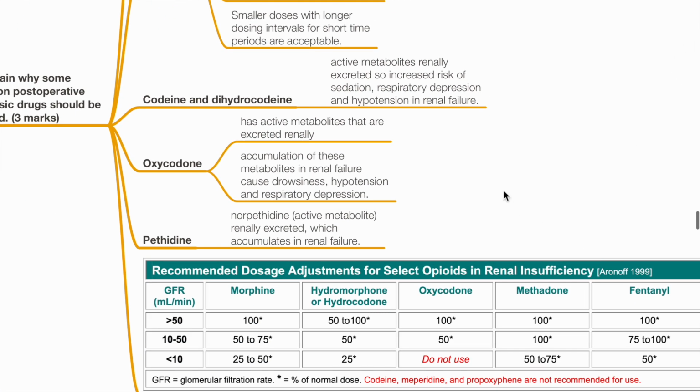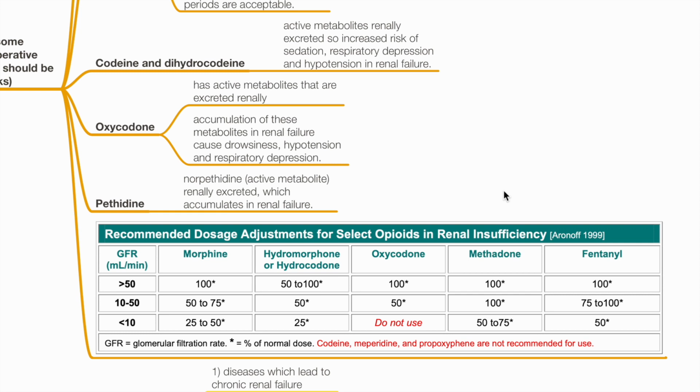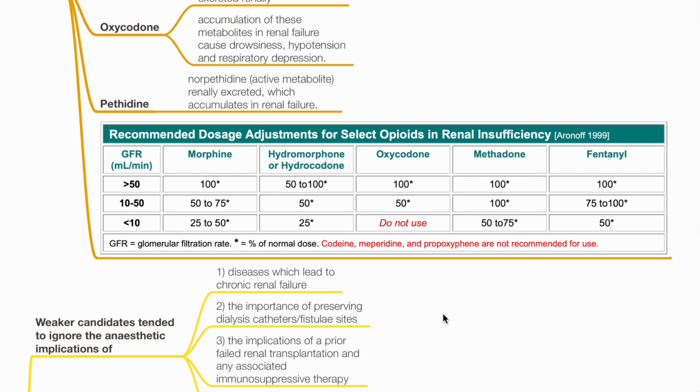Codeine and dihydrocodeine have active metabolites that are renally excreted and increase the risk of opioid toxicity, and should be avoided. Oxycodone has active metabolites that are renally excreted. Accumulation of these metabolites in renal failure leads to opioid toxicity, and oxycodone dose should be reduced. Pethidine and its active metabolite norpethidine are renally excreted, which accumulate in renal failure, and pethidine is thus contraindicated. Included here are dosage adjustments for select opioids in renal insufficiency.